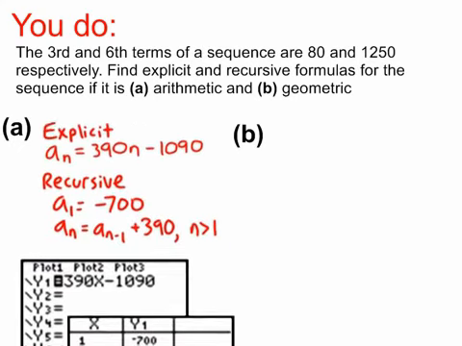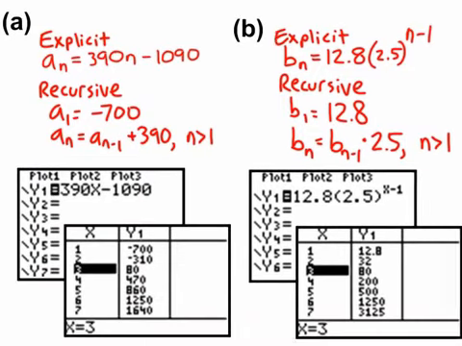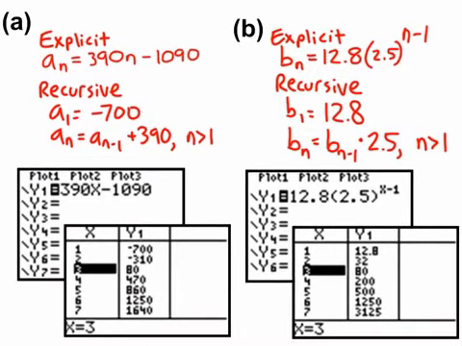All right, here are the answers. Let's see if you got these. Here are the explicit and recursive rules for the arithmetic and geometric sequences, respectively, showing on the calculator that they do check out.